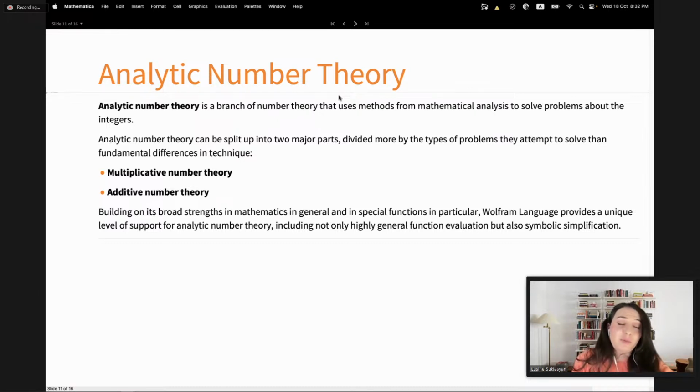Okay, so these were what we talked about. We didn't so far talk about really difficult analytic stuff. And now let's talk a bit about analytic number theory. What is it? It is a branch of number theory that uses methods from mathematical analysis to solve problems about the integers. Analytic number theory can be split up into 2 major parts, divided more by the types of problems they attempt to solve than the fundamental differences in technique. And the 2 subgroups are multiplicative number theory and additive number theory. So let's just go into these subgroups now.